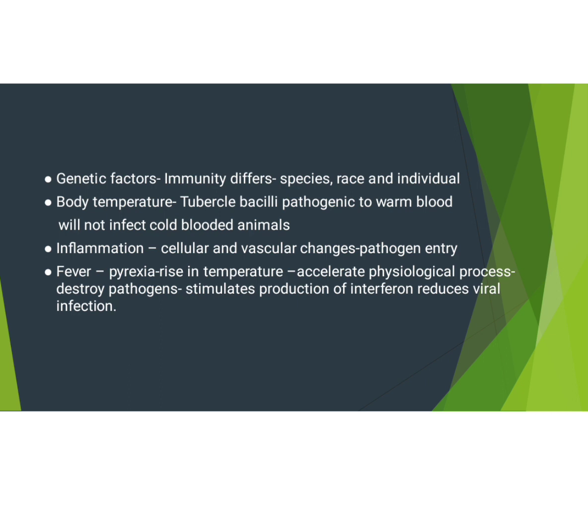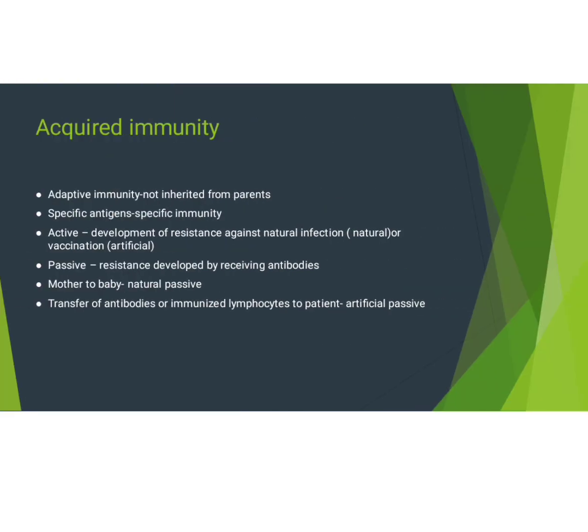And the other one is inflammation. Here the cellular and vascular changes will take place. Simple example is the mosquito bite. So whenever there is any pathogen entry, they try to respond by inflammation. As you come to the end of innate immunity, we shall see what is acquired immunity. This immunity is not inherited from parents and is highly specific to a particular antigen. Therefore, it is called specific immunity.